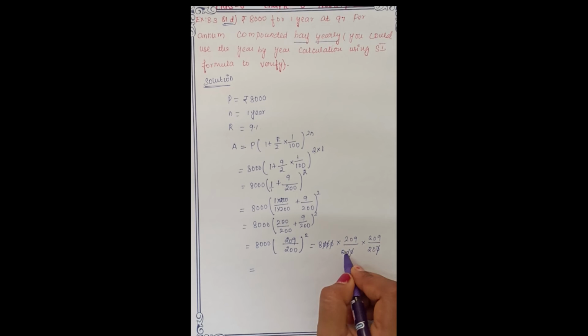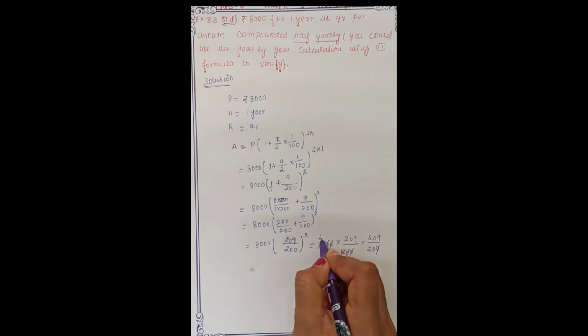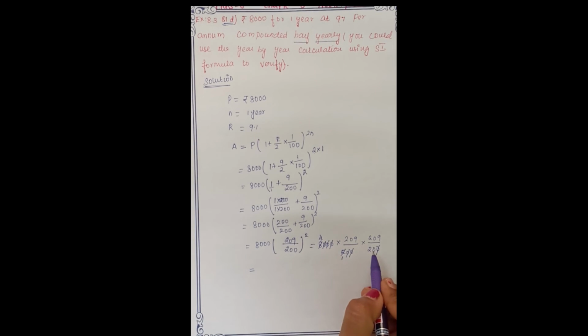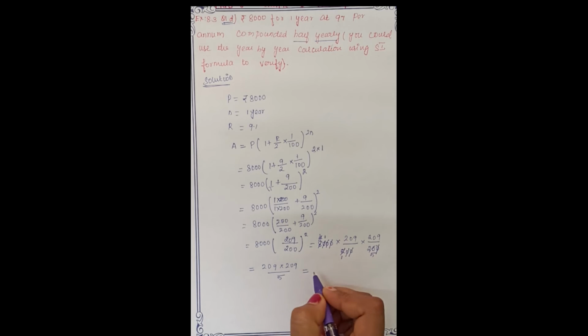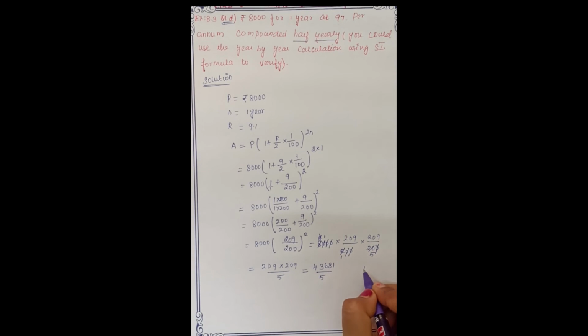Now cut this by 2 table. 1 2s are 2, 4 2s are 8. This 4 and 20 by 4 table. 1 4s are 4, 5 4s are 20. This is equal to, remaining we have 209 into 209 divided by 5. So if you multiply 209 into 209, we get 43681 divided by 5. So now divide 43681 divided by 5.